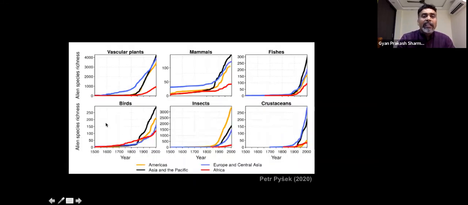And if you see, alien species richness across time has increased for vascular plants, mammals, fishes, birds, insects, and crustaceans. So there is a tremendous increase in intruders, right? And this tremendous increase in intruders is basically due to the process of globalization. Homogenization of species is taking place, and because of this homogenization, there are intruders coming in between the native species. How they are harming the native species, I will come to in the upcoming slides.